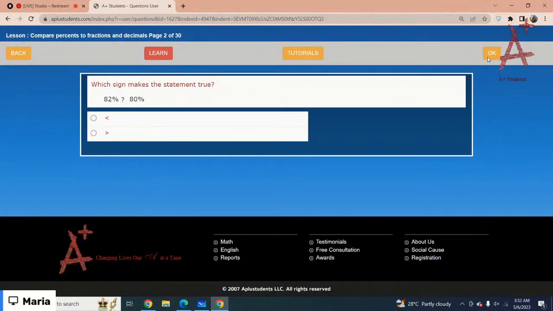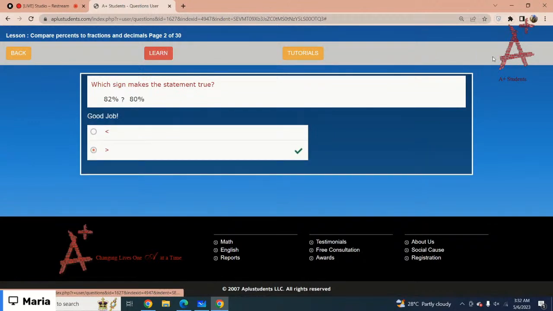Okay, which sign makes the statement true? 82% and 80%. So which is the correct option? It would be 82% is greater than 80%. The correct option is greater.